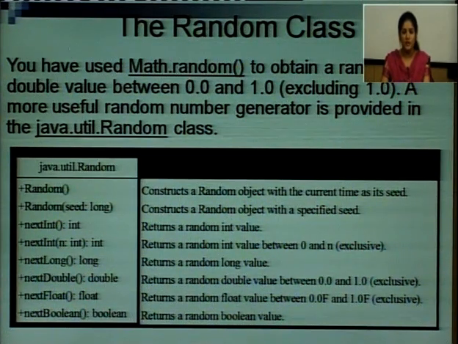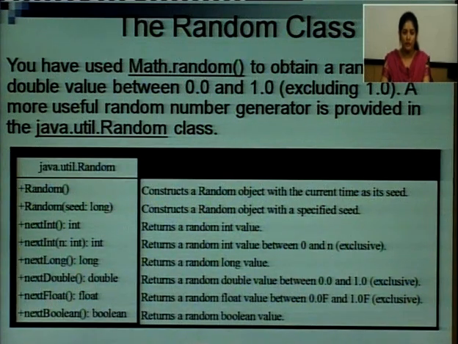Random() constructs a Random object with the current time as its seed. Then Random(long seed) constructs a Random object with a specified seed. Then nextInt() will return a random integer value. nextInt(n) returns a random int value between 0 and n. It is exclusive as well.